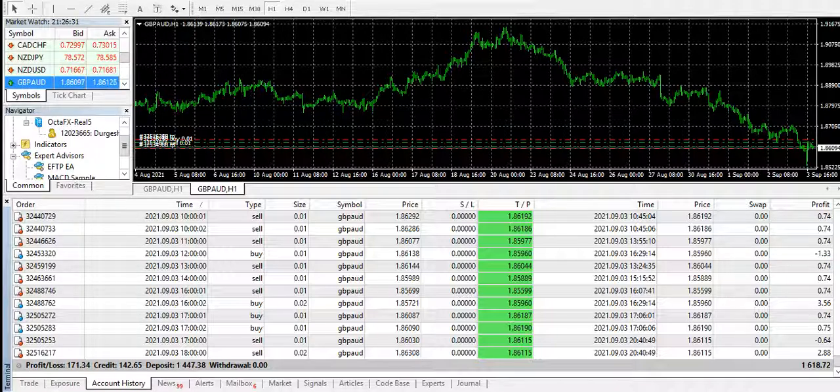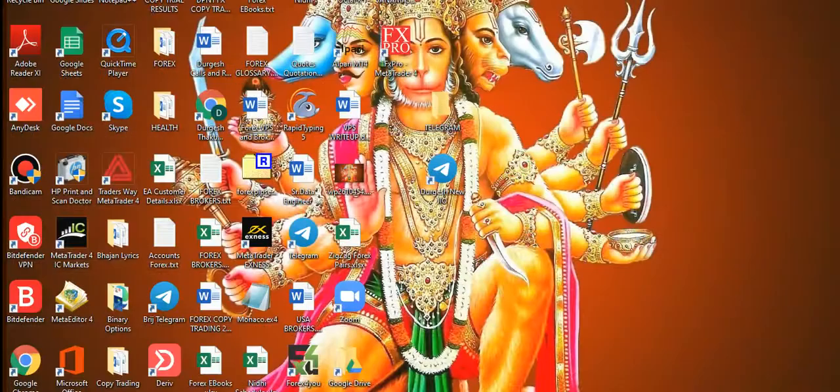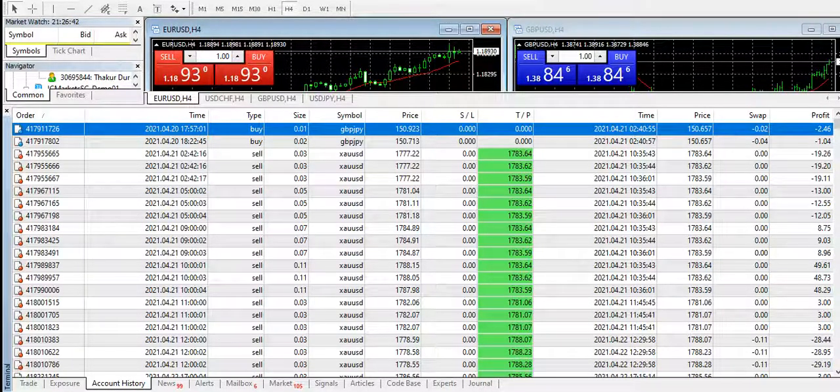Okay, so let's go to another account of mine. This is a demo account, guys, I would not lie to you. Just ignore the GBP JPY trade, because it was opened by mistake, and hence I closed these two orders manually.